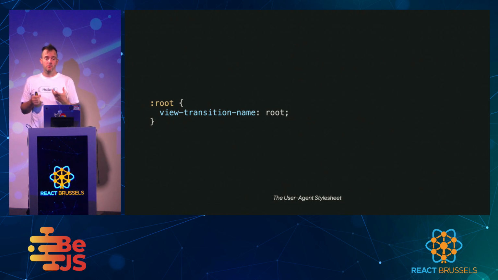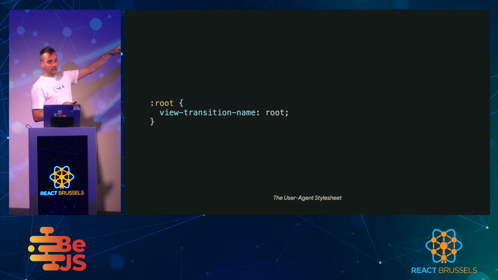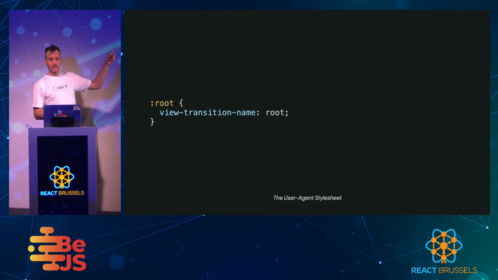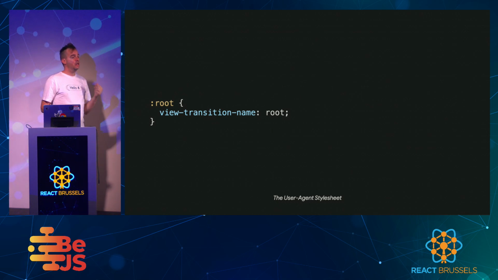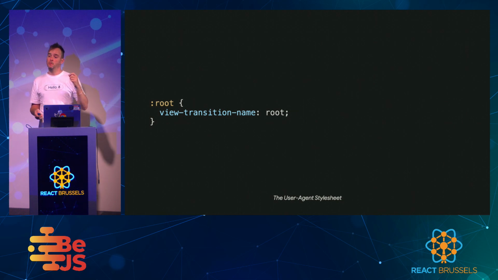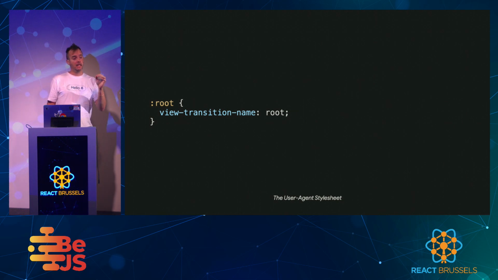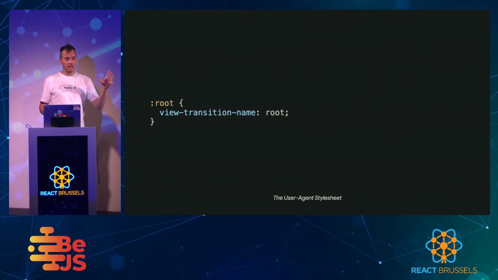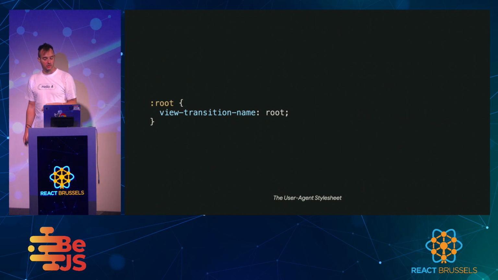And if your browser supports view transitions, this little rule will also be in there. And it says, hey, you root element, which is the HTML element, you get a view-transition-name with the value of root. And that thing is the clue for the browser to take the snapshot. Anything that has a view-transition-name declared on it, it will take a snapshot of individually.